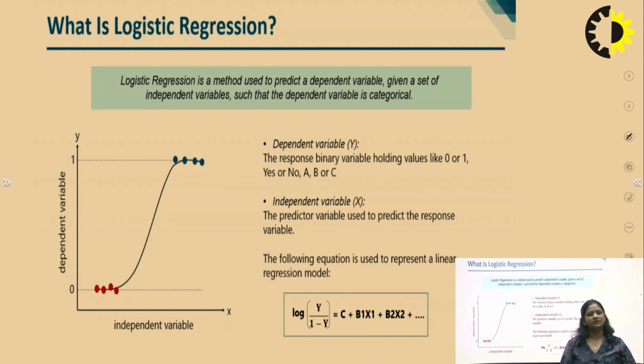Next, what is logistic regression? Logistic regression is a method used to predict a dependent variable, based on probability. In the linear regression case we have a continuous value, but in the logistic regression case we have only two values, 0 and 1. These are binary values. The result should be 0 or 1, yes or no, male or female. It is a categorical value.